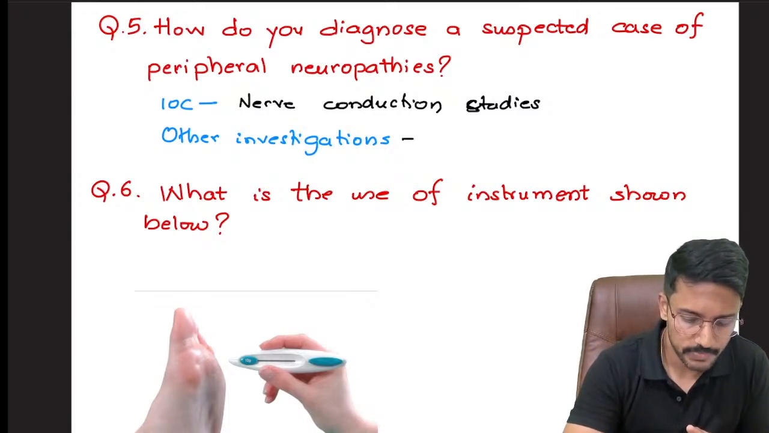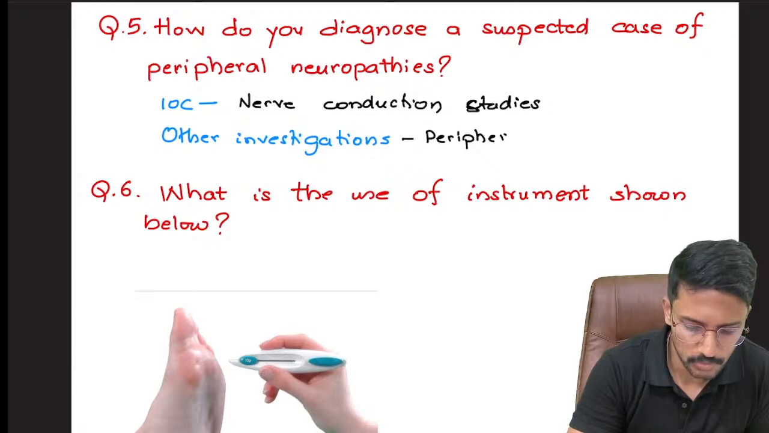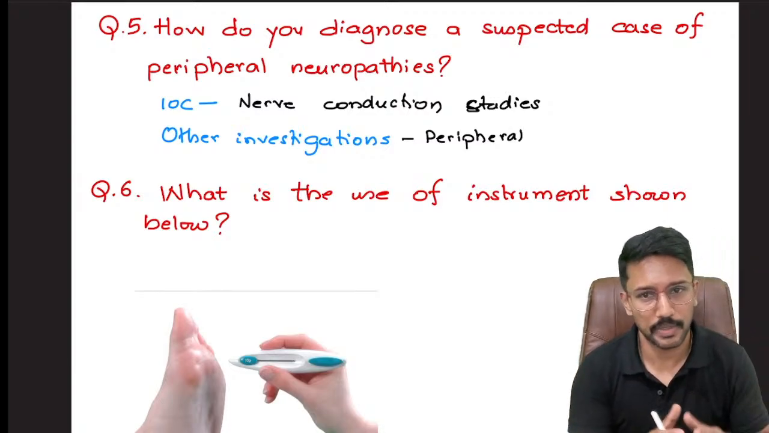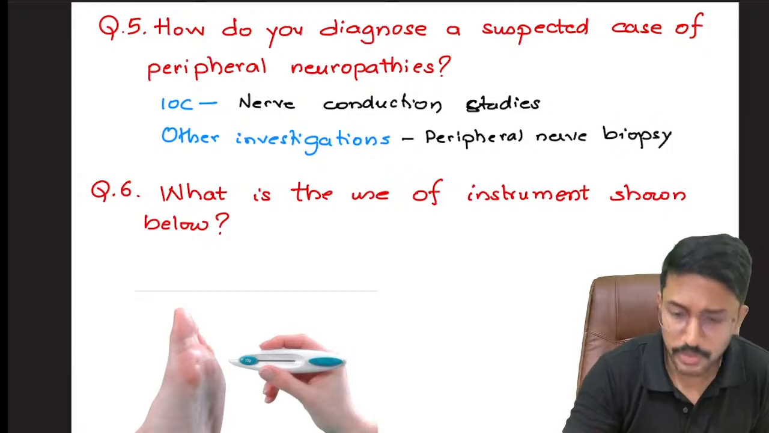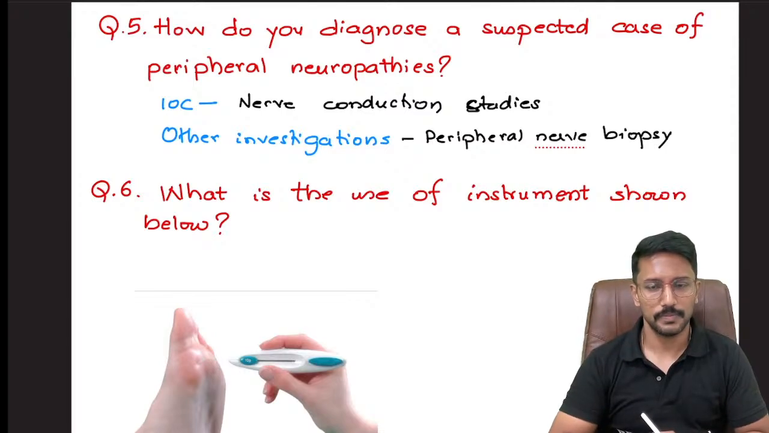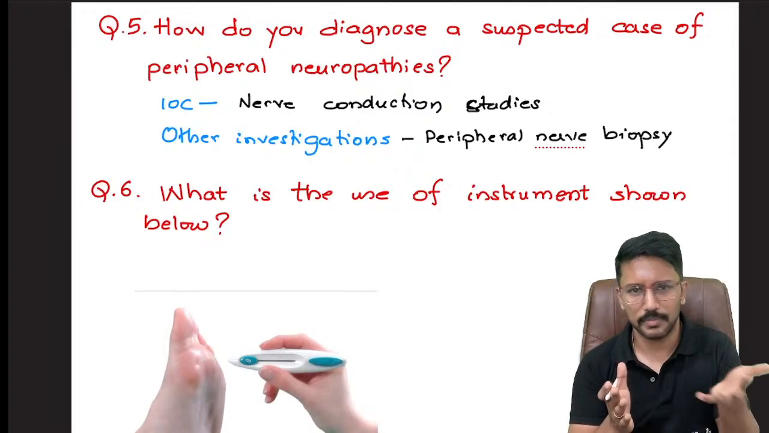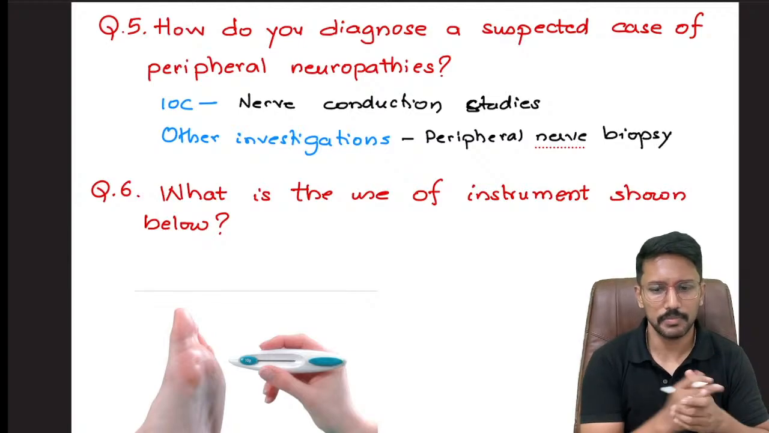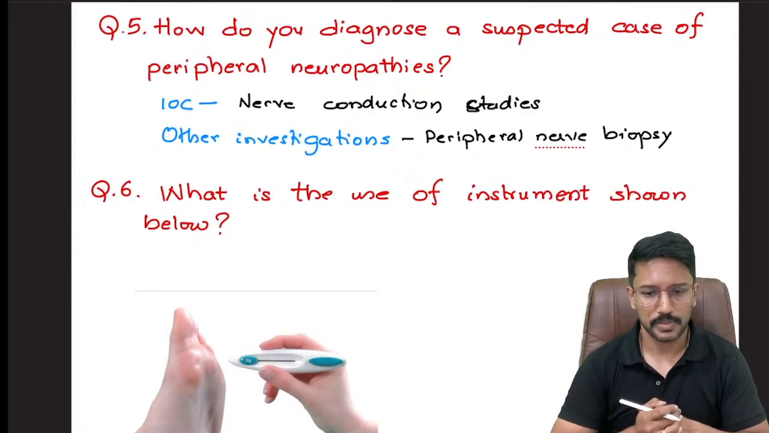What other investigations can we do? We can do peripheral nerve biopsies. Biopsy also lets us see whether there is demyelination happening or axonal injury degeneration happening. That is another investigation that we can do. Particularly in which set of disorders do we think of doing a peripheral nerve biopsy? In most cases of neuropathies, the nerve conduction study is sufficient, but in some set of disorders, we might have to consider peripheral nerve biopsy.